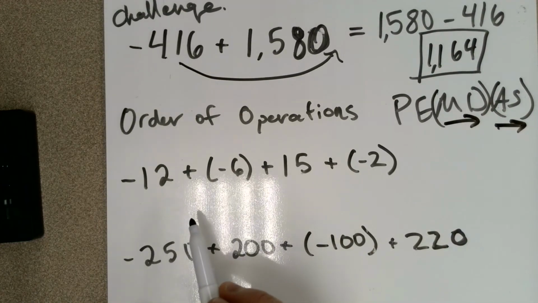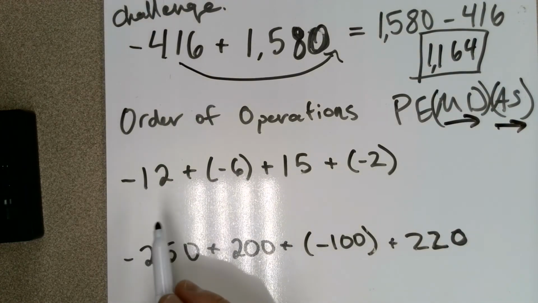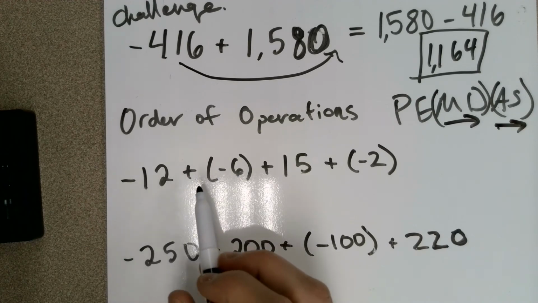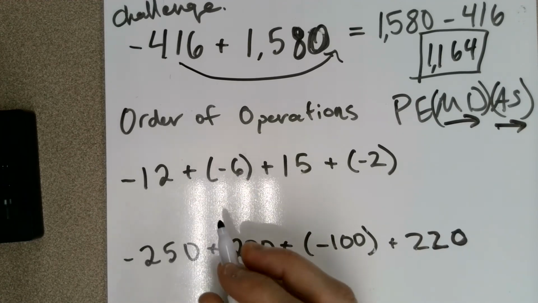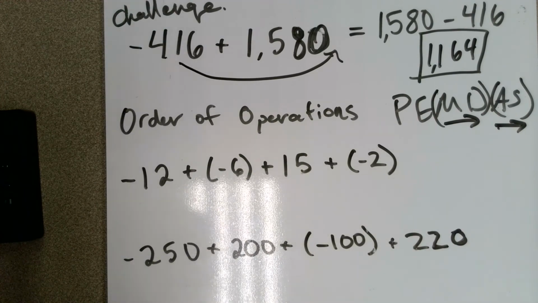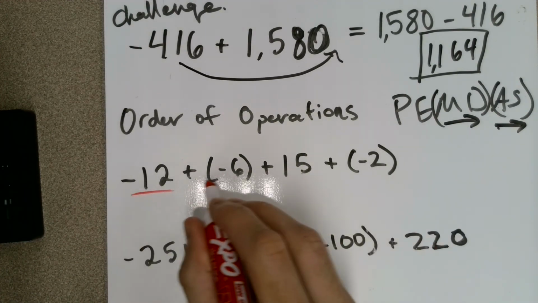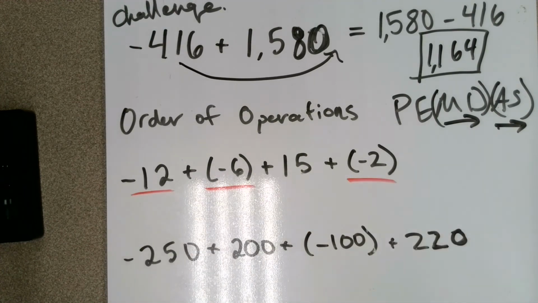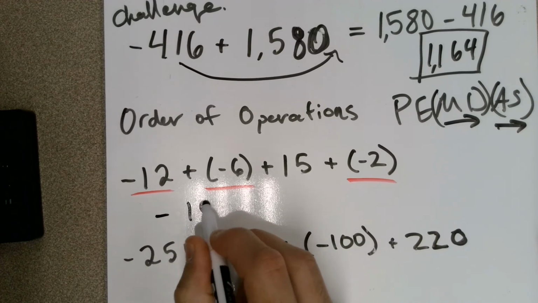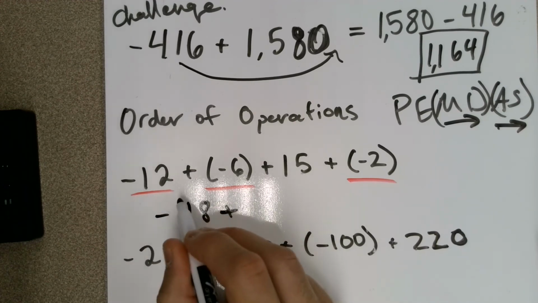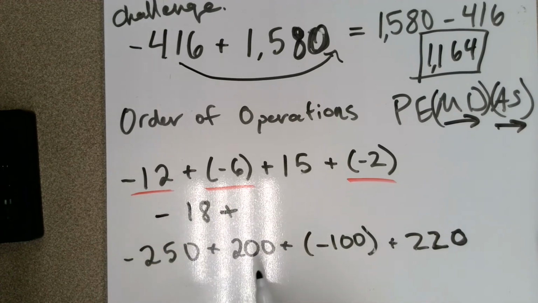So we have just addition and subtraction left. We're going to move from left to right. All right, so we have negative 12 plus negative 6. I know those are both negatives, so that means it has to be a negative. I'm just going to hit my quick underlines here. Negative, negative, negative, and we got that positive 15. All right, so negative 12 plus negative 6 is going to be negative 18. When they're two negatives, I can just add them right together and then put a negative sign in front.